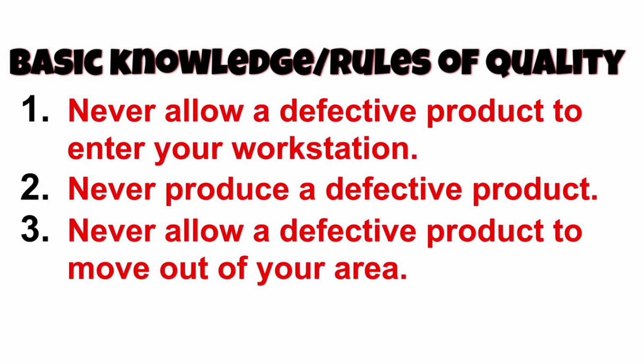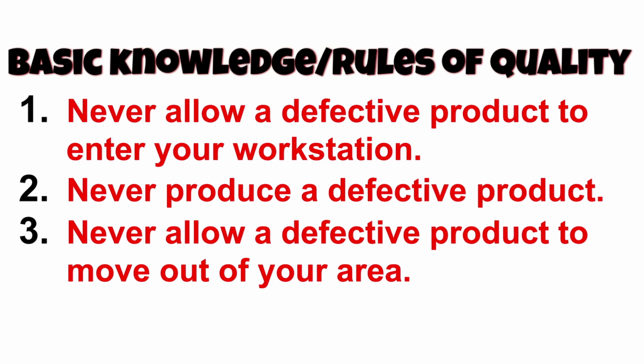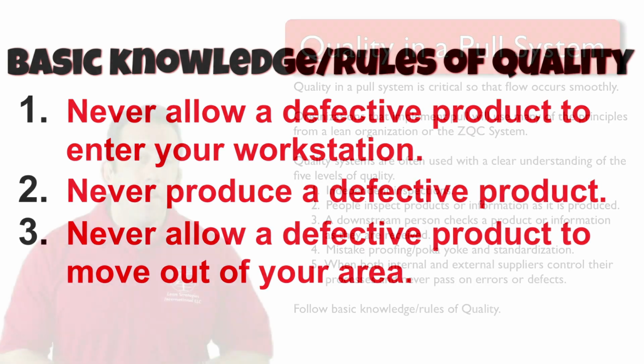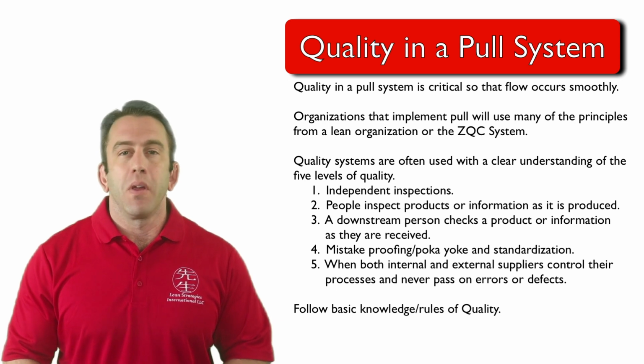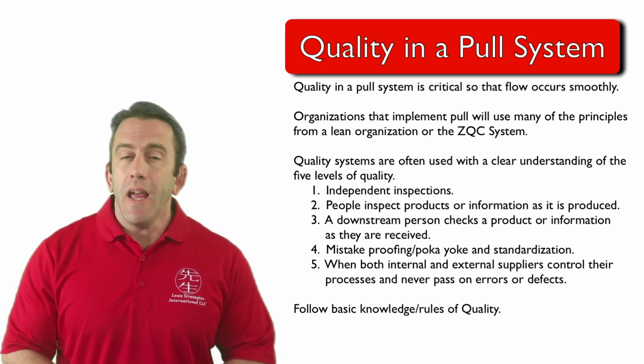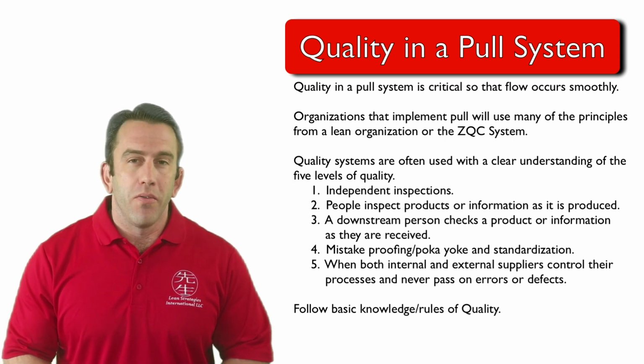Never produce a defective product. Never allow a defective product to move out of your area. These 3 rules will help ensure that your pull system can flow freely and that any defects will reveal new opportunities to improve. We'll see you in the next module.